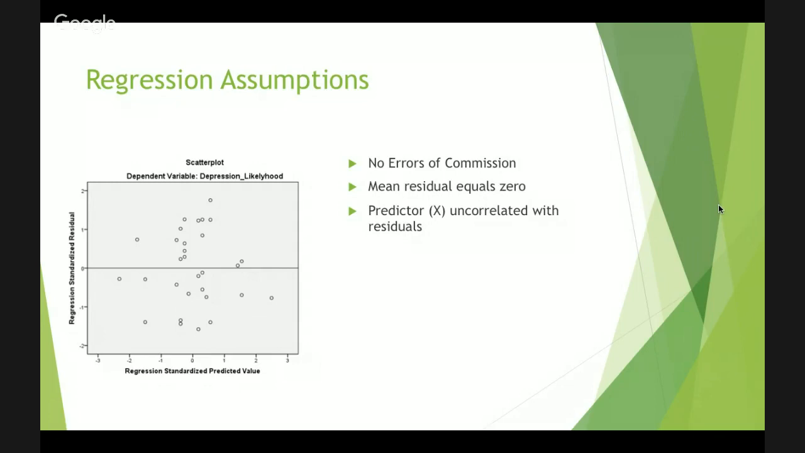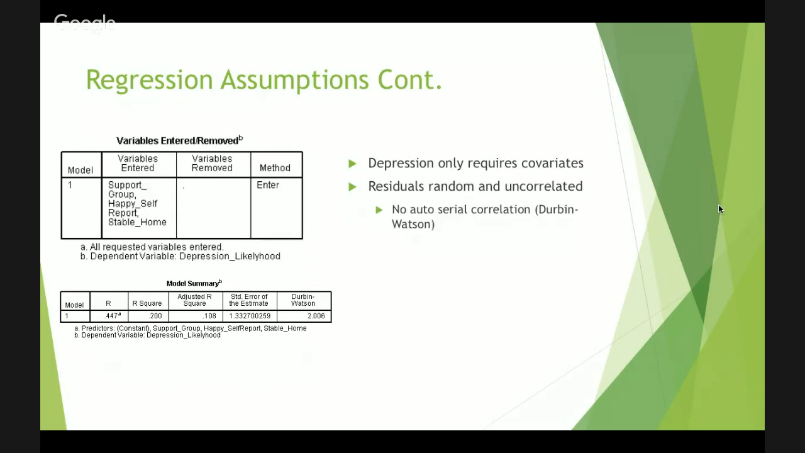The next one is that the predicted values are uncorrelated with the residuals. And basically, by having that horizontal line across, that's a good sign and checks that off for our regression assumptions. Moving on, the depression, or our Y value in the regression, only requires a covariance. The covariates you see on the left in this table are support group, pace self-report, and home stability, and those are the only ones entered there, with nothing removed. So that's essentially what checks out, that we only use the variables shown for depression.